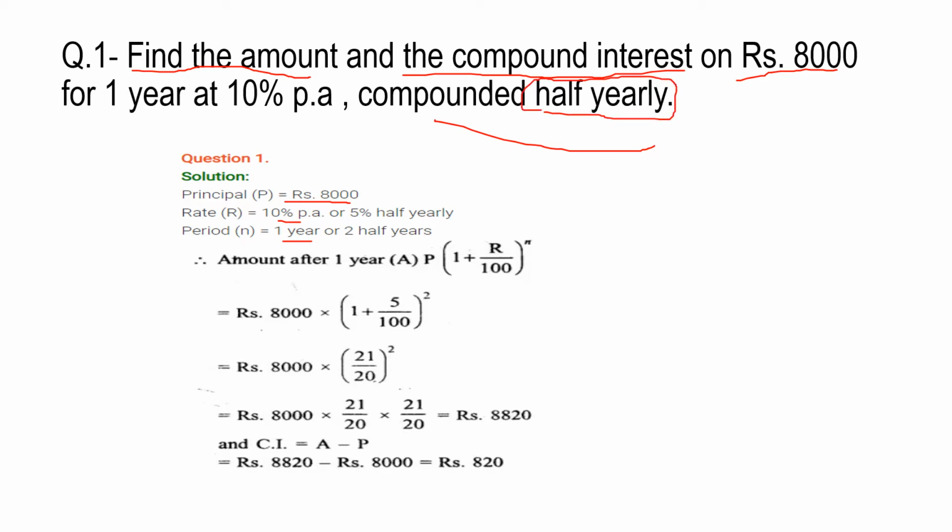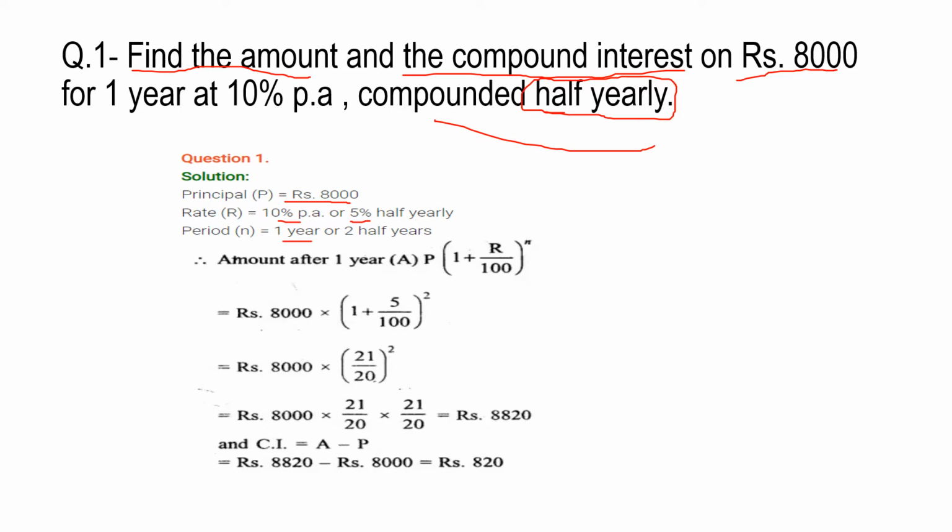Whenever the word half yearly is given to you, in case of half yearly, you have to divide the rate by 2 and multiply the time by 2. When you divide the rate by 2, it would be 10 upon 2, which will become 5%, and when you multiply the time by 2, it would be 1 into 2, that is 2 half years. So make sure whenever half yearly is given to you, you have to divide the rate by 2 and multiply the time by 2.